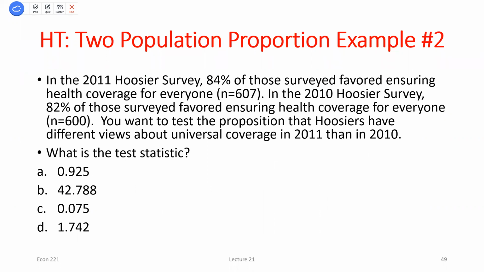So if you think about what we're doing here, we've assumed that the difference is 0. I found sample evidence, right? In 2011 it was 0.84, and in 2010 it was 0.82. So that sample difference is 0.02. I found this sample evidence of 0.02. I'll turn it into a test statistic.